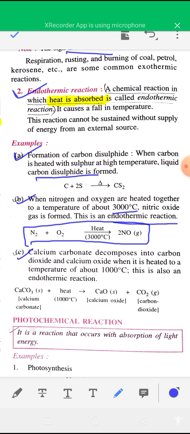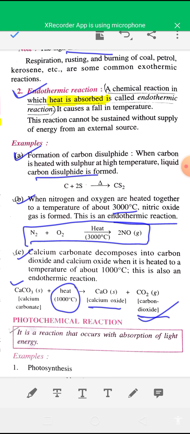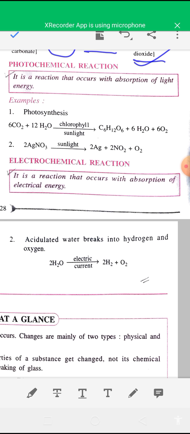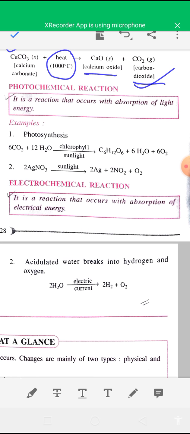One more example: when calcium carbonate, CaCO3, is heated, you will get calcium oxide and carbon dioxide. You have to heat this reaction at near about 1000 degrees Celsius. So this reaction, decomposition of calcium carbonate to calcium oxide and carbon dioxide, is an endothermic reaction. You have to remember the definition with example of exothermic and endothermic reaction.